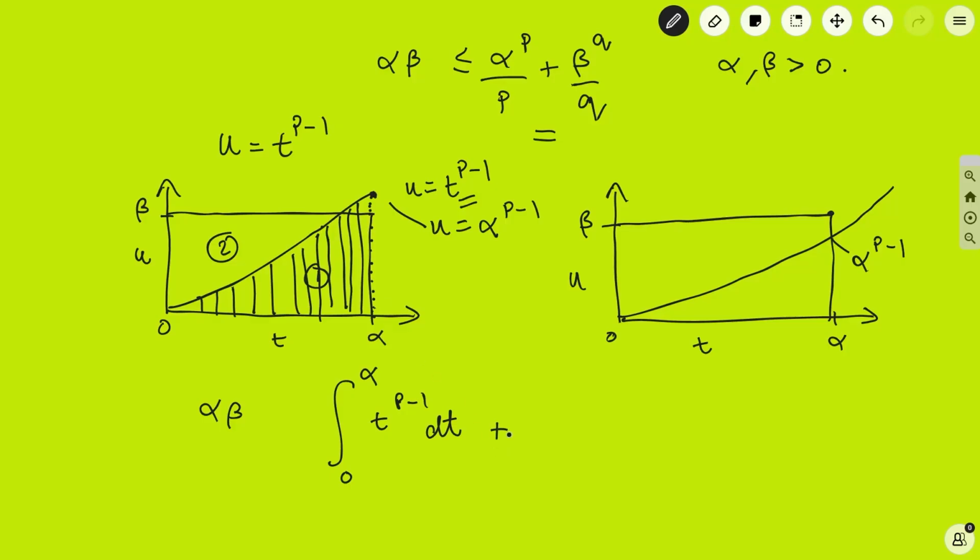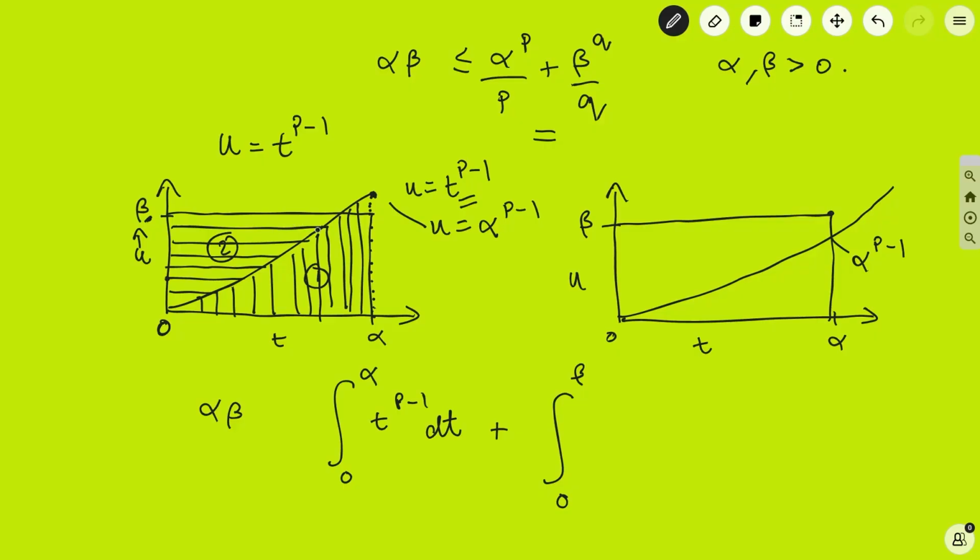And plus, you can also consider another area, which is basically this second one, the 2 that I've marked here. So what I need to do is, for every point here on the u axis, the y axis, you basically need to find these heights, and then sum them, or basically integrate them. So you need to integrate from 0 till beta. You need to find these heights. What are these heights?